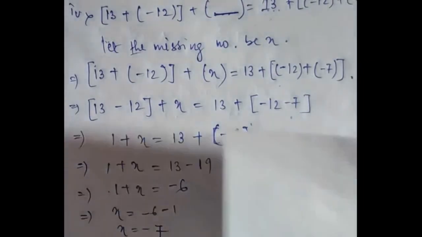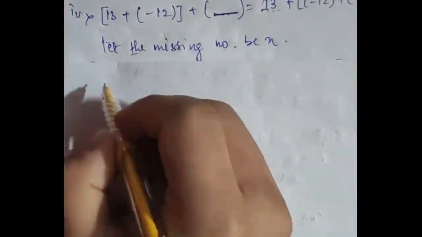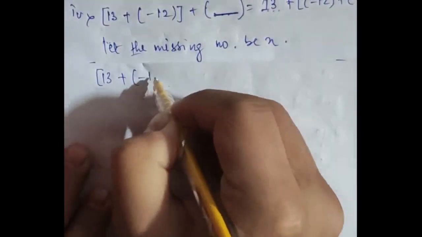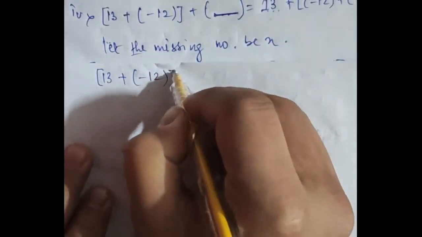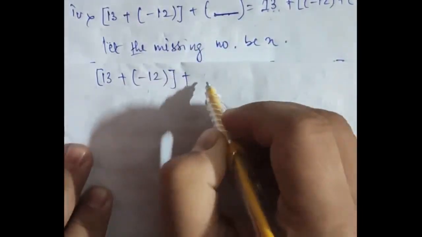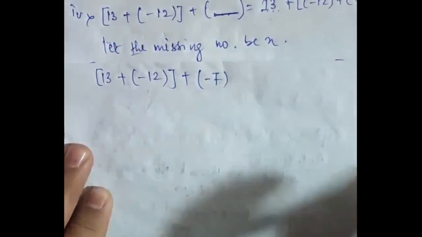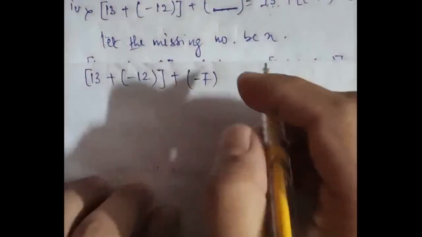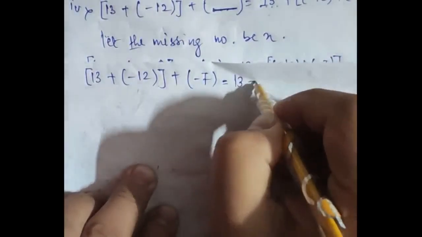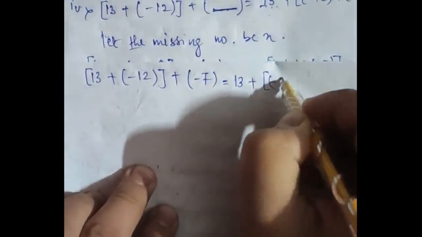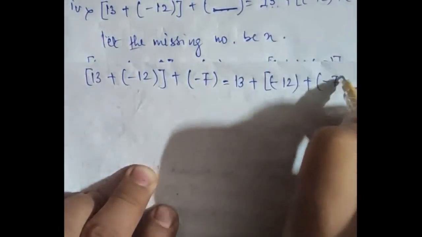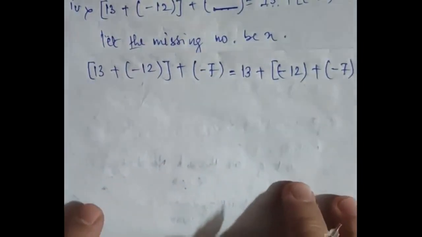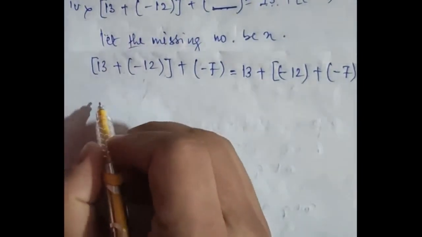Okay, let me write this in the fresh page. Write this equation: 13 plus minus 12 plus, what was the missing number? It was minus 7, right? Just see, it is minus 7 we got. So is equal to 13 plus minus 12 plus minus 7. We are substituting the value here because we got minus 7 in place of x. So let us solve this.